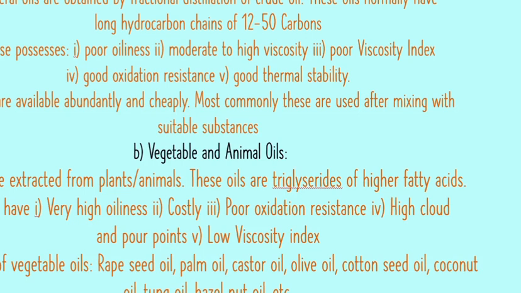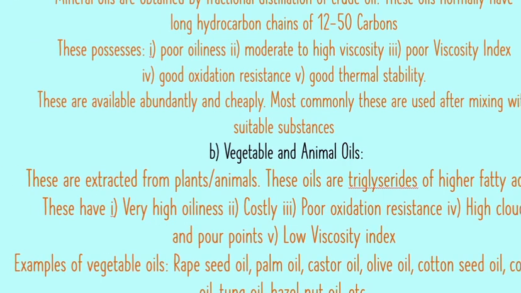And the examples of animal oils are lard oil, tallow oil, neat's foot oil, fish oil. The well known and commonly known is fish oil, which all are known, and in our area it is mostly available. The last one is blended oils.